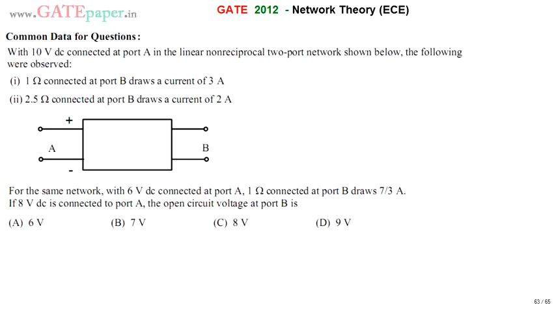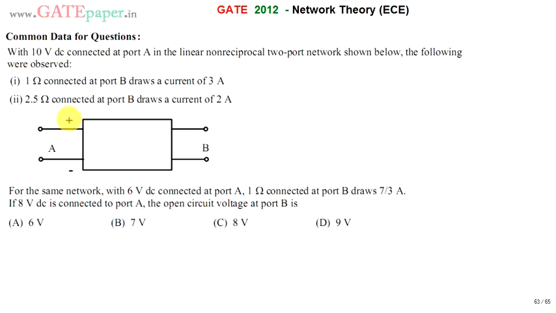So now we are going for the second question, that is for the same network with 6 volts DC connected at port A, 1 ohm connected at port B draws 7 by 3 amperes. If 8 volts DC is connected at port A, what will be the open circuit voltage at port B? Okay. So it was given that one.